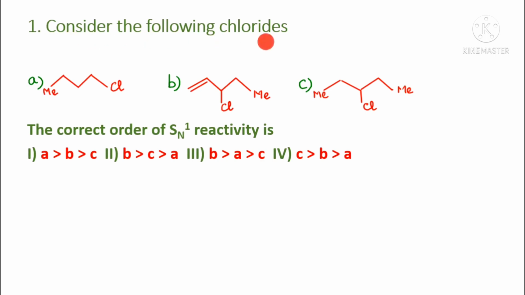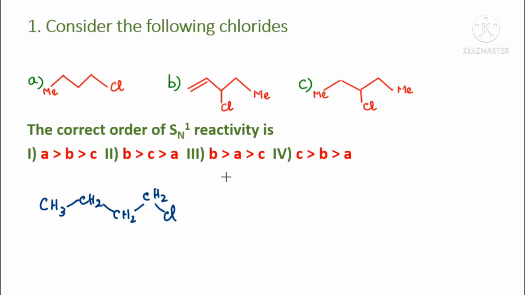Students, consider the following chlorides and find the correct order of SN1 reactivity. Three types of chlorides are given. Let us find out which chloride will undergo the SN1 reaction fast. We'll write the equation; a skeletal structure is given. We'll write what A is first. This is CH3, CH2, CH2, CH2, Cl. This is the normal structure of this compound.